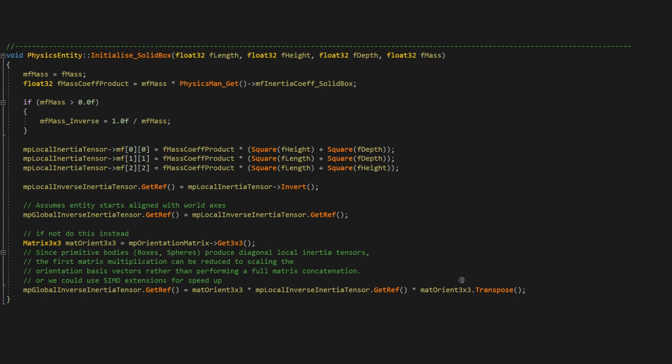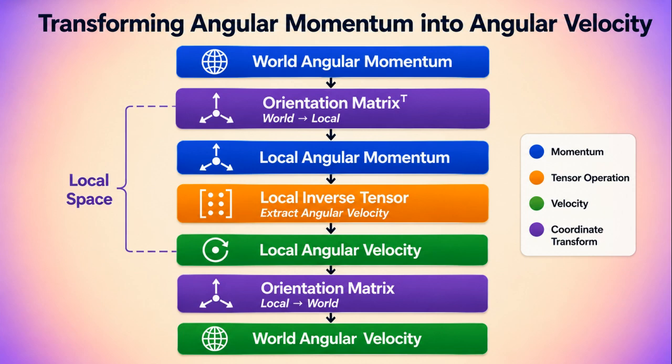The transposed orientation matrix on the right rotates the world space angular momentum into local space coordinates, where the local inverse tensor transforms it into angular velocity. The orientation matrix on the left then rotates the resulting angular velocity back into world space coordinates.